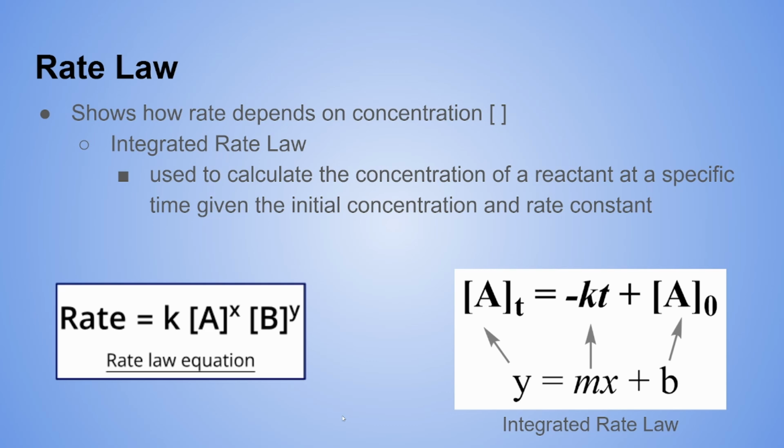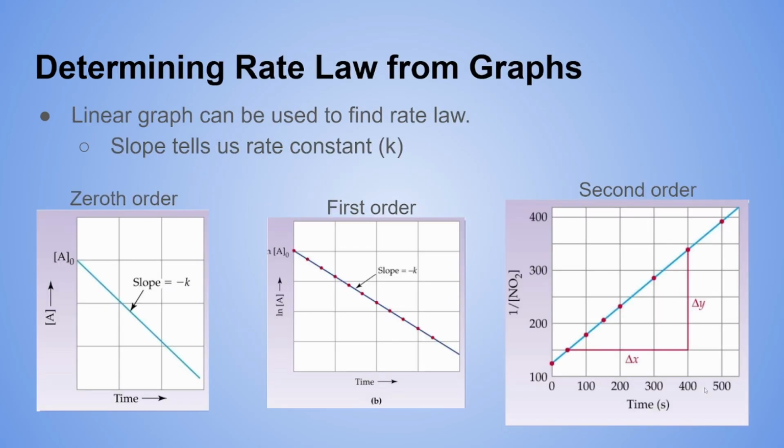Today, we're going to be looking more at integrated rate law, which is used to calculate the concentration of a reactant at a specific time, given the initial concentration and the rate constant. We're just adding more variables, and it gives it a y equals mx plus b format, which is of a graph. So we're going to be using that again now to determine the rate law from graphs. So linear graphs are used to find your rate laws. You don't need to understand zero, first, and second right now. I'm going to go into that in just a minute.